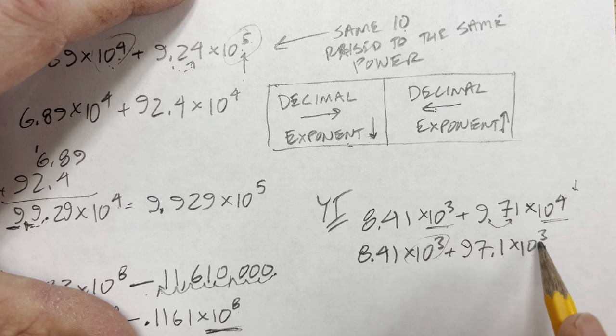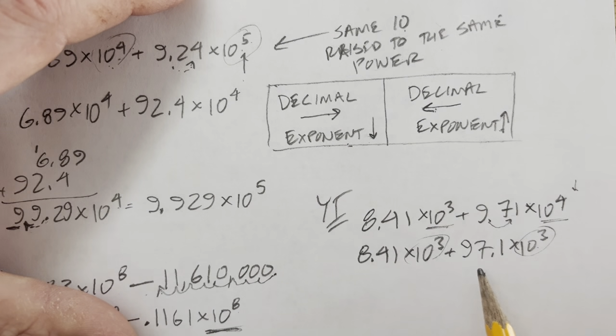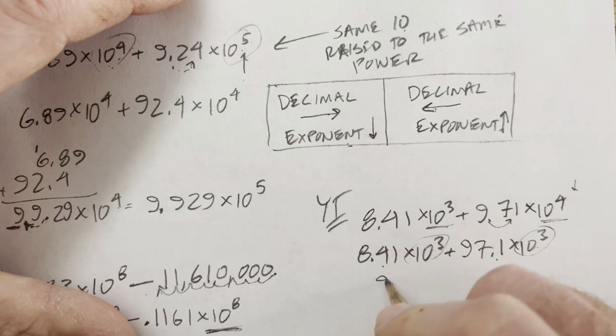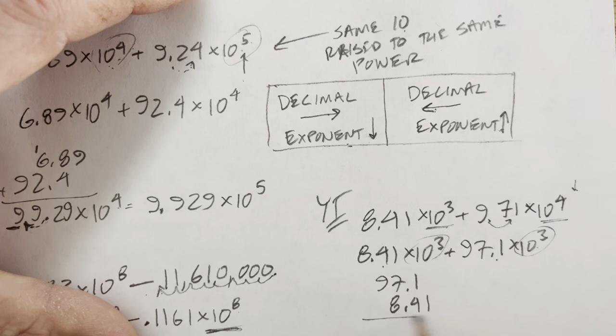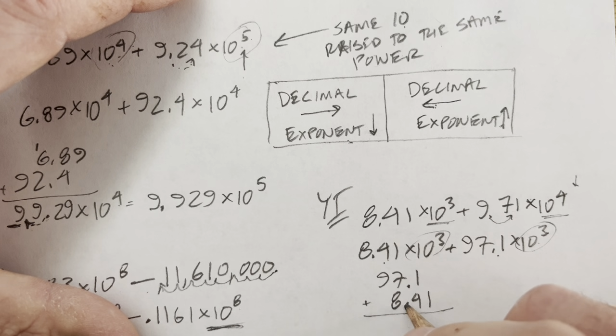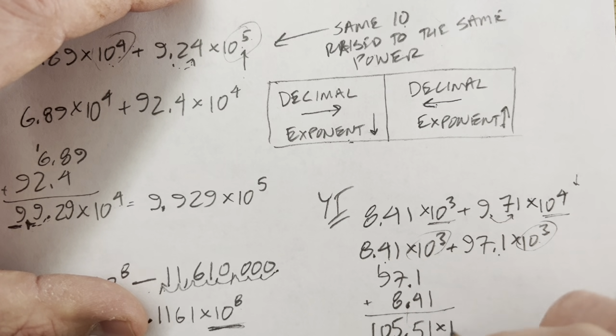Now, since I have like terms, same 10 raised to the same power, I can now add my coefficients here. 97.1, 8.41. If you put this in the calculator, you don't need to worry about lining up the decimal points, but if you're going to do it by hand like I am, then you need to line up your decimal points. 0 plus 1 is 1. 1 plus 4 is 5. Bring my decimal point down. Here's 15. And I got 105.51 times 10 to the 3rd.